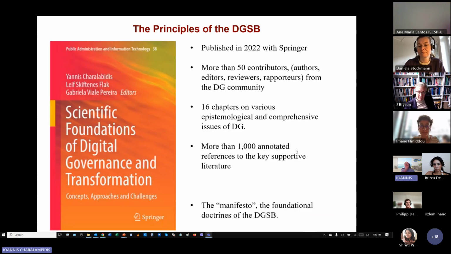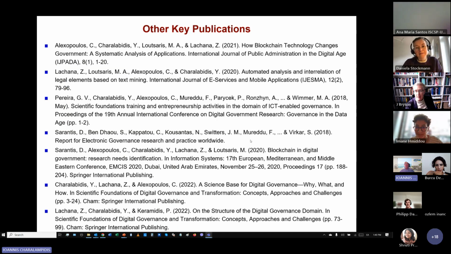The principles are included in a book we published in 2022, so it's already 2 years ago, with 50 contributors, authors, editors, reviewers, rapporteurs, 16 chapters on the various issues. This is kind of the manifesto. I think it's easy to find online. If you find problems in downloading, ask me, I will send you a copy. And we go on and publish and publish and publish, not publish in general, publish this, publish how we can go on and make this, and some more.